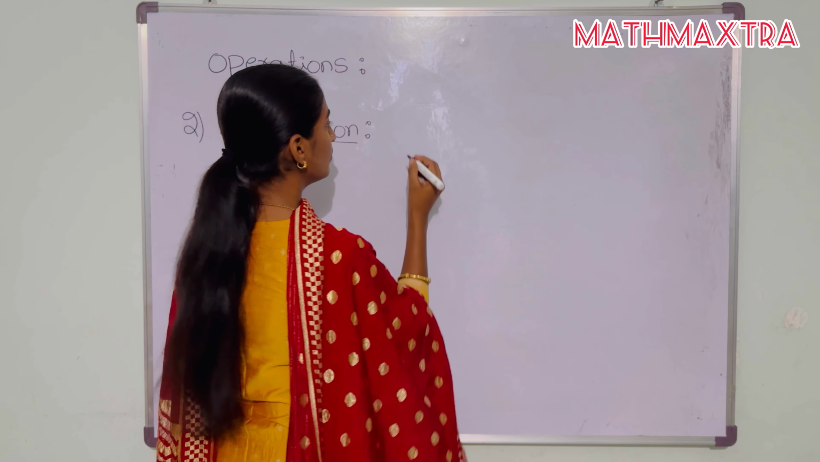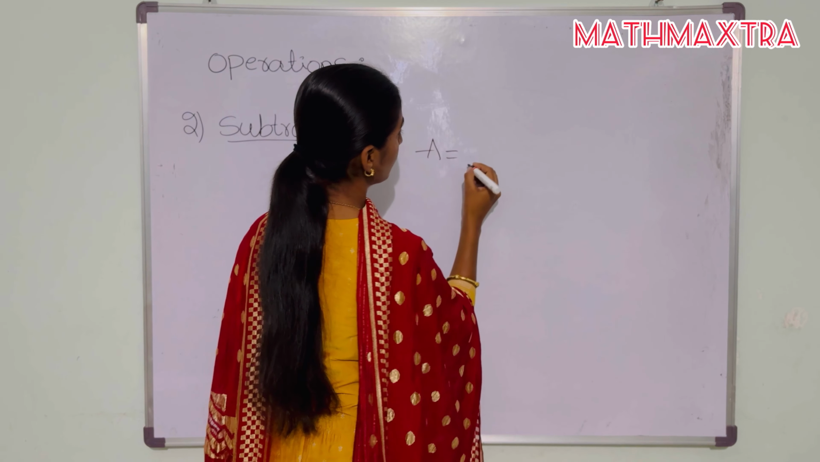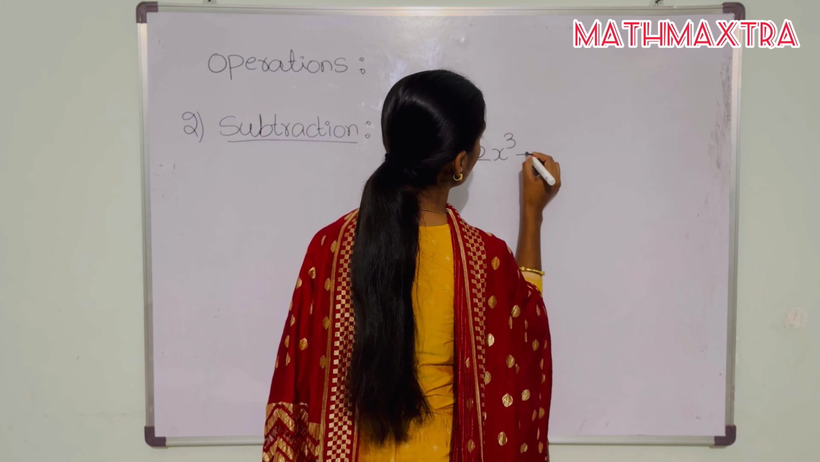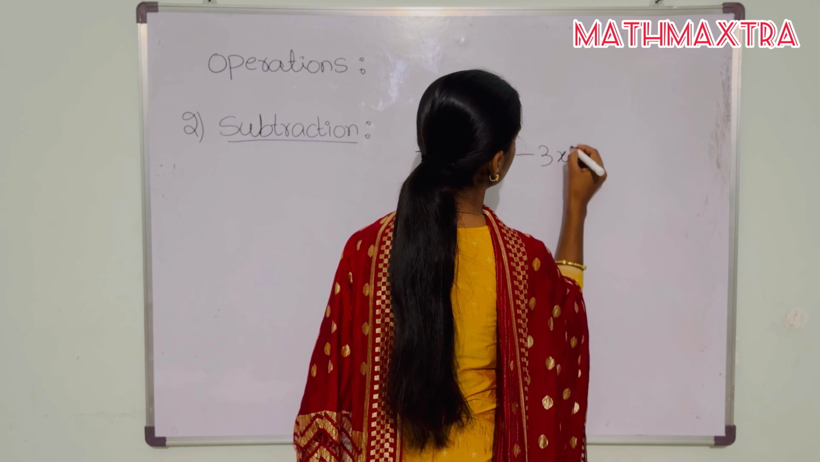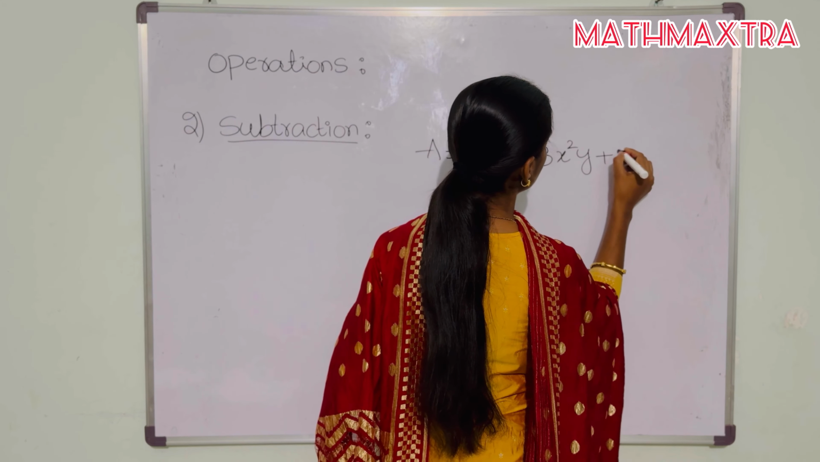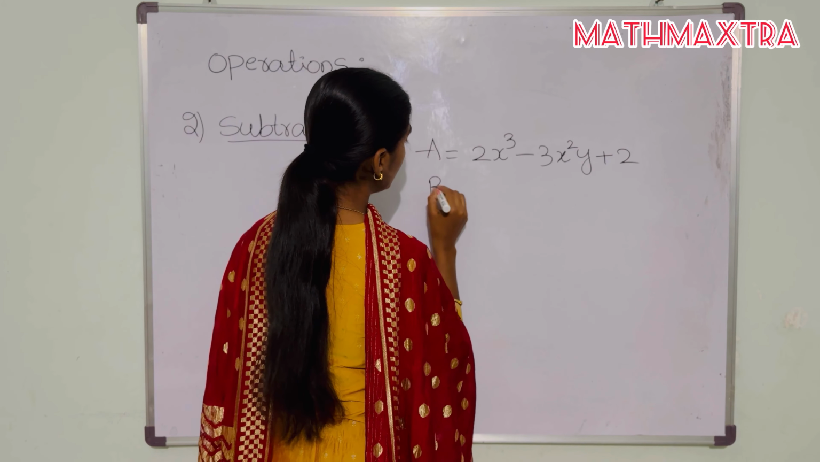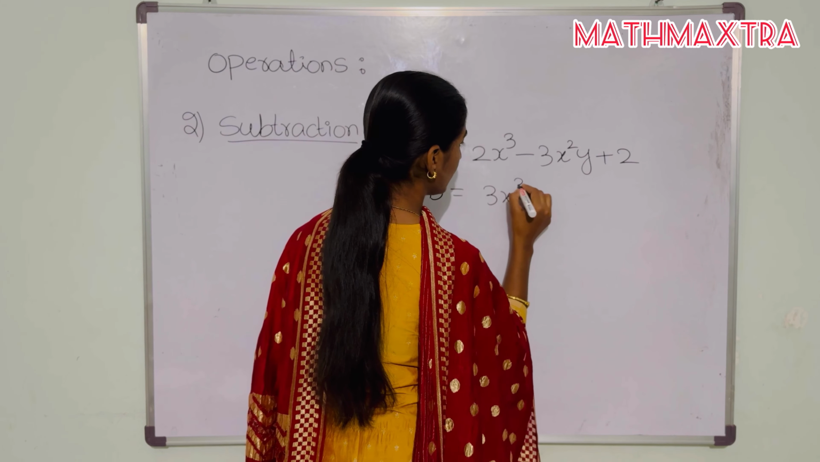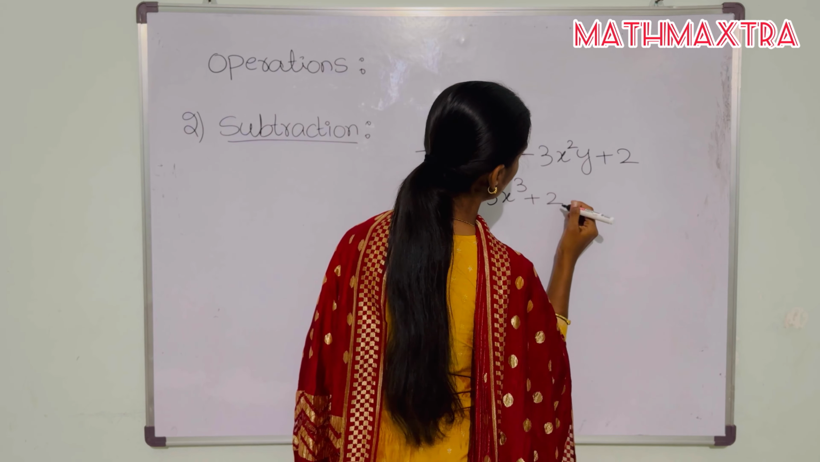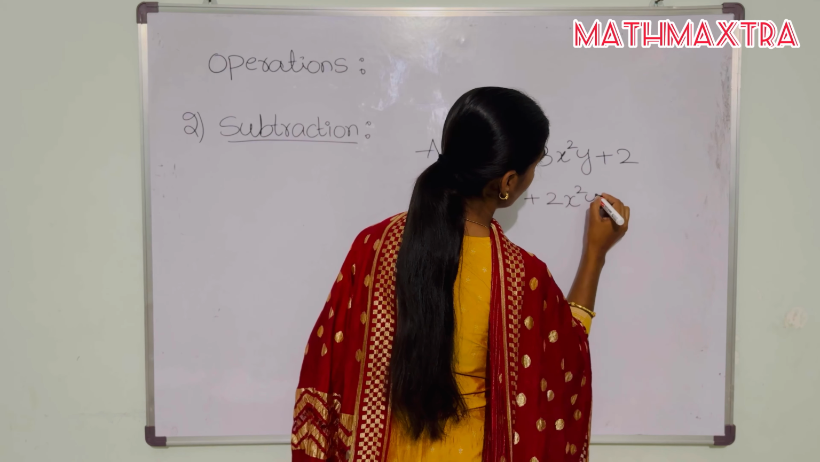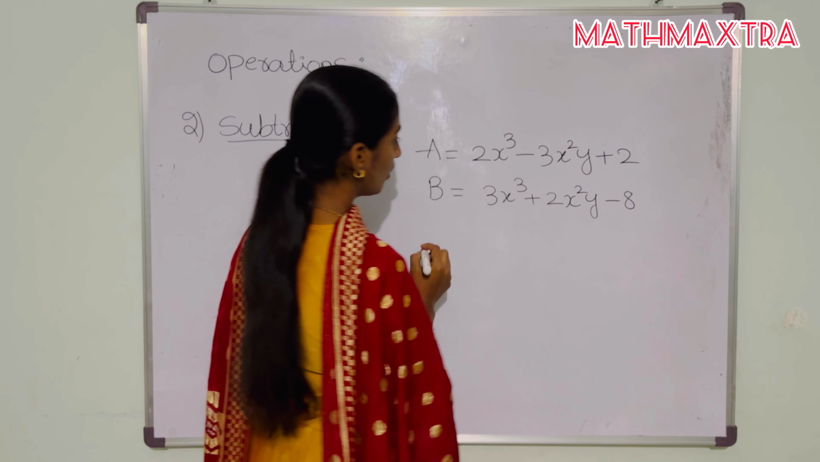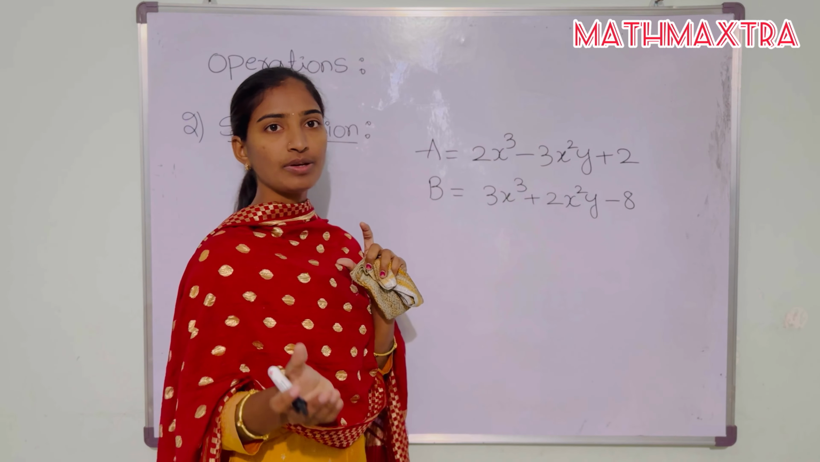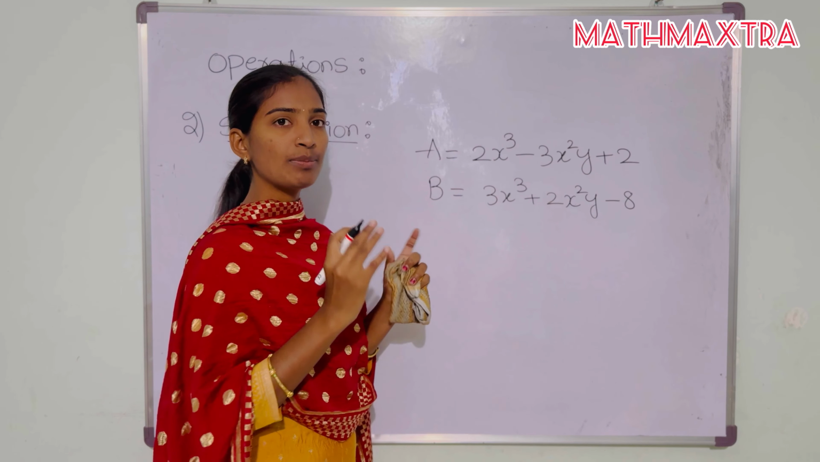So we'll take one example. See, a is equal to 2x cube minus 3x square y plus 2, and b is one more expression, which is 3x cube plus 2x square y minus 8. Now how can we subtract these two? We can define either a minus b or b minus a.